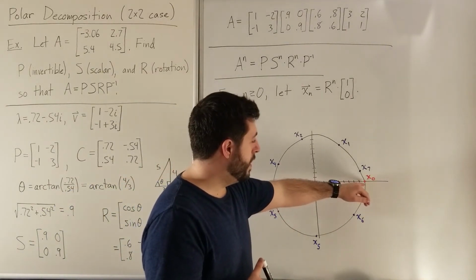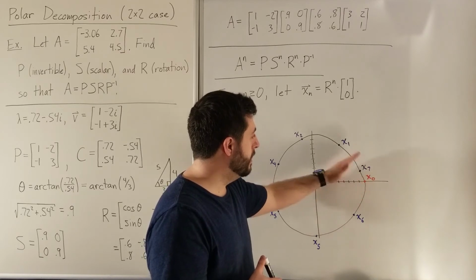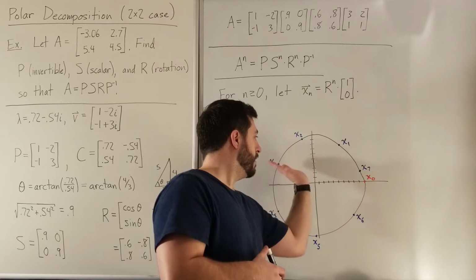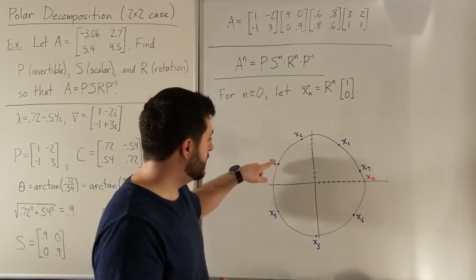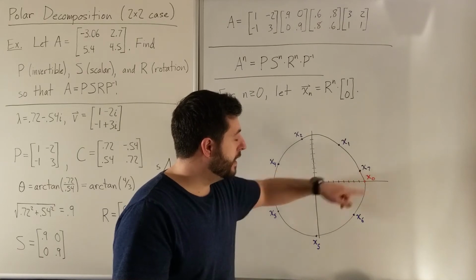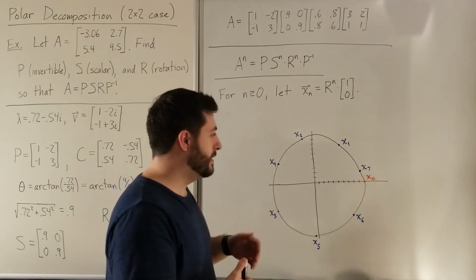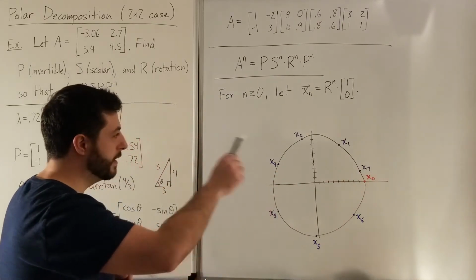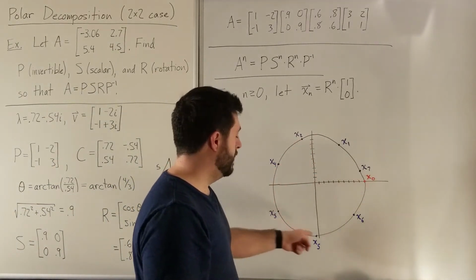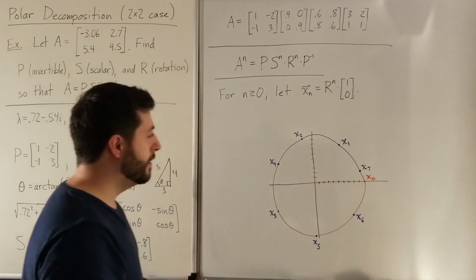So if I wanted to apply R again, once is here, twice is going to just rotate again, three times is going to rotate again, and it's going to keep doing this. It's going to go around the circle, and eventually it'll go back past x0 again. x8 will be over here, x9, x10, etc. So it's going to keep going around.